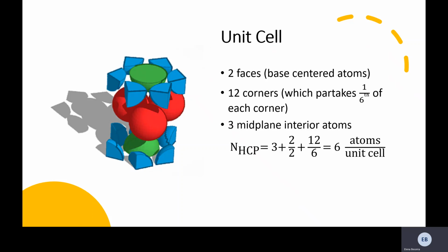To begin, the number of atoms per unit cell will be explained through a 3D model that I have created here on the left. This includes two base-centered atoms, which are these half spheres colored in green, one on the top and one on the bottom, as well as 6 corner atoms surrounding one of the half spheres that are 1/6 of a sphere. So there are 6 on the top as well as 6 on the bottom, which are 12 corners in total. There are also 3 mid-plane interior atoms, which are these red spheres here.